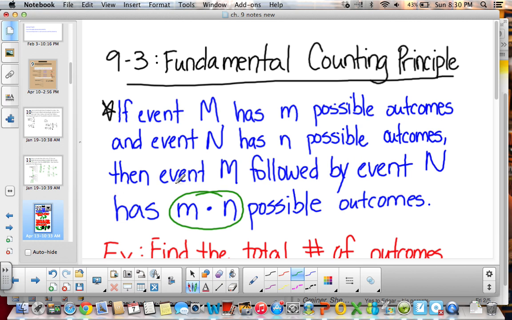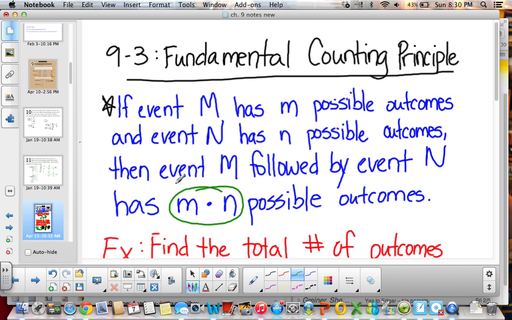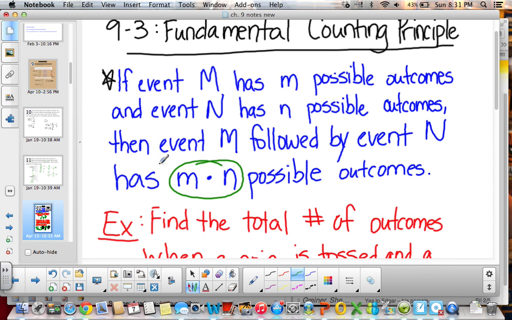Okay, this is something else that I want you to write down in your notebook. The fundamental counting principle. I want you to write this down in the blue writing. If an event M has M possible outcomes and event N has N possible outcomes, then event M followed by event N has M times N possible outcomes, which looks and sounds super confusing. So let's talk about that. So write that down.